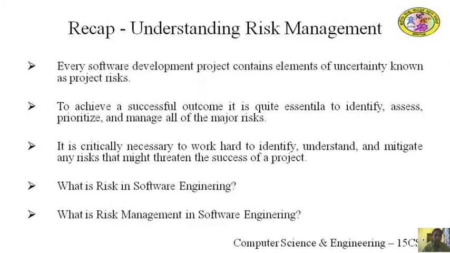Now let's try to understand what is risk in software engineering. Very simply, a risk is a potential problem. It's an activity or an event that may compromise the success of a software development project. Risk is the possibility of suffering loss, and total risk exposure to a specific project will account for both the probability and the size of the potential loss.